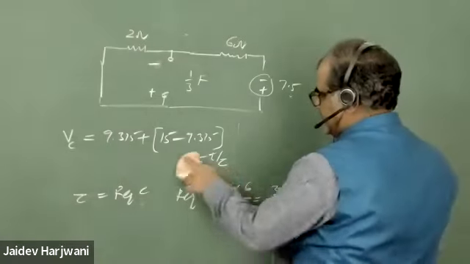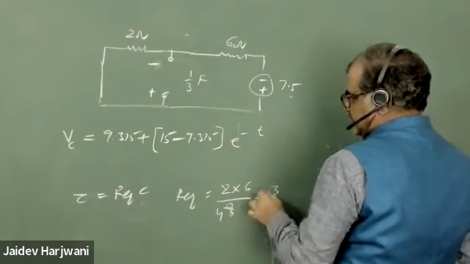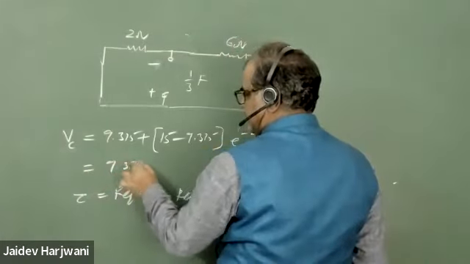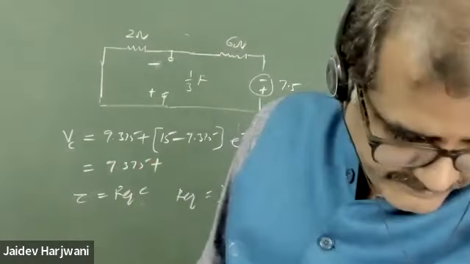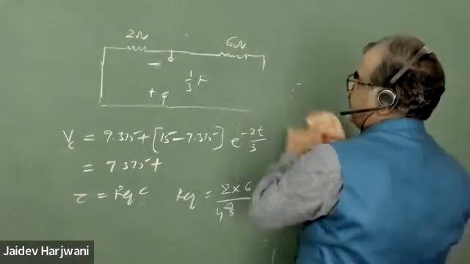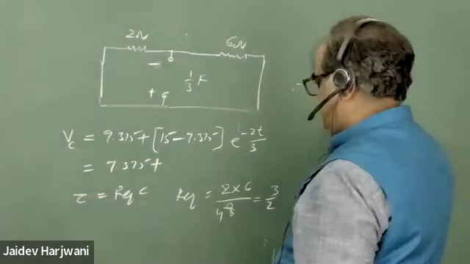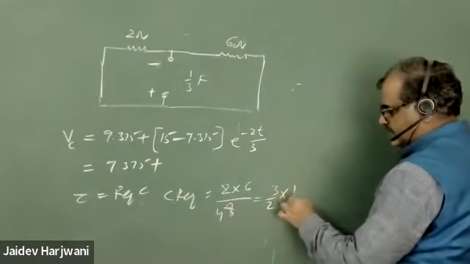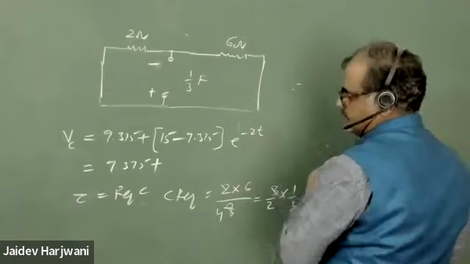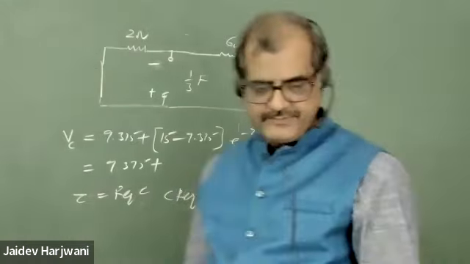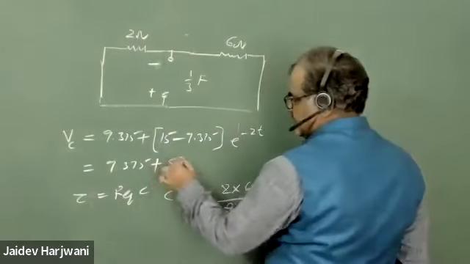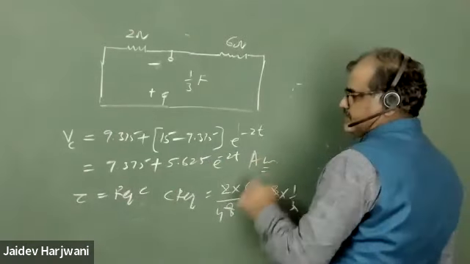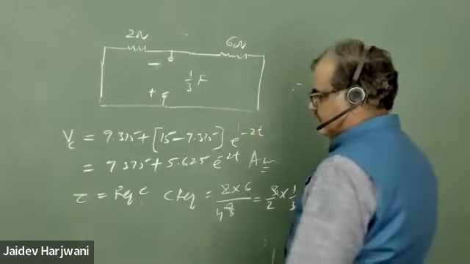So if I write the equation, I can write here e^-t, 3/2, so 2/3. So my answer should come 9.375 + (15 − 9.375) e^-2t/3. Okay, so now 15 minus 9.375, how much will it come? It will come 5.625. Is it coming? 5.625 e^-2t/3, and this answer is given, so 5.625 should come. Right, your answer is correct.